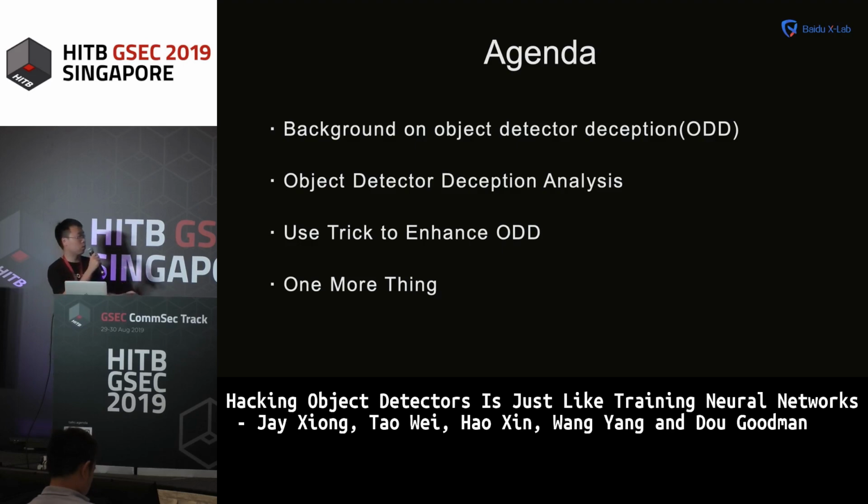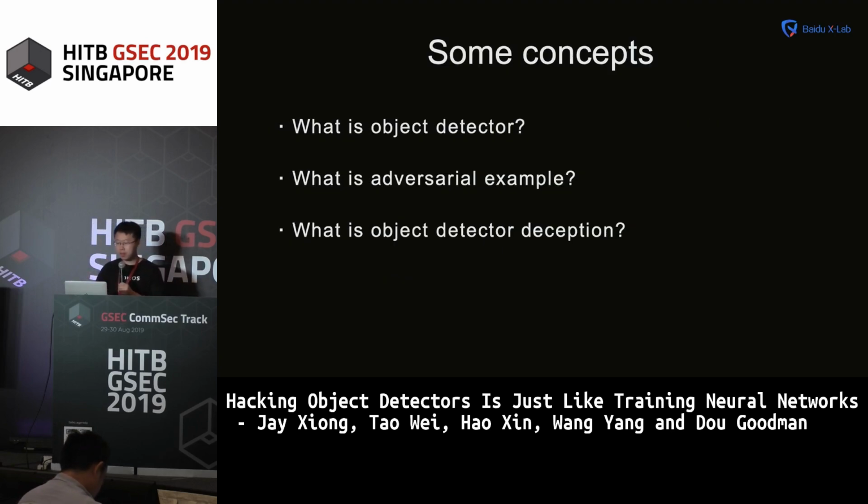And for the second topic, we will dig in more. We will see what object deception is, and then we will introduce a new trick. On top of the trick we introduced, we will propose a small trick to enhance deception performance. And there's one more thing: a little introduction about our repo.